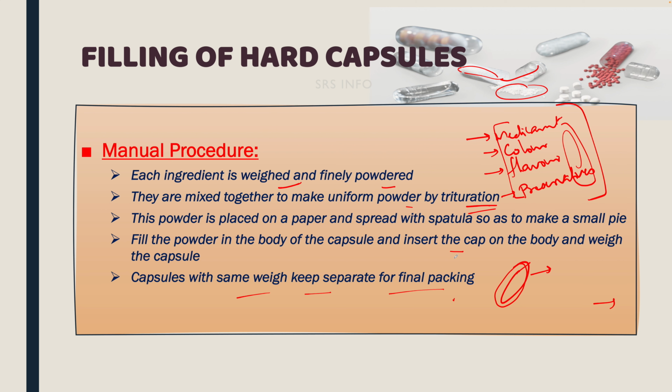So these are the simple steps. I'm just giving you the introduction. We will study in detail about all these techniques with modern machineries and all. This is the manual process. If we are making a single capsule, then what we have to do? This is basic information. Hope you understand what is to be done with the capsule to make it a proper quality medicament.